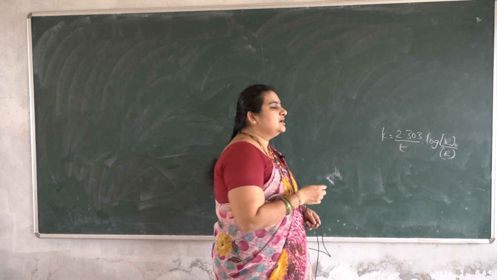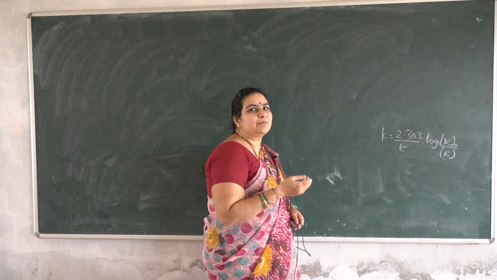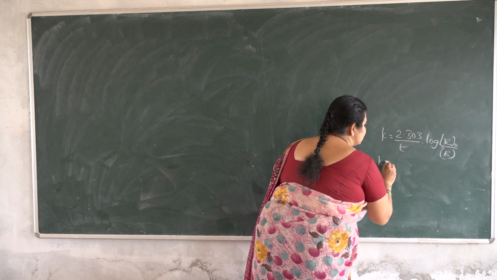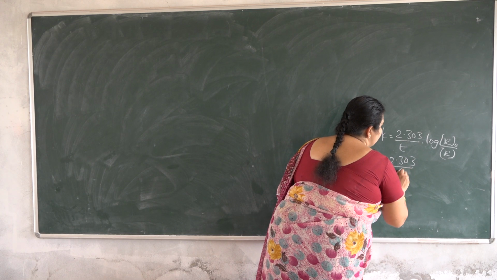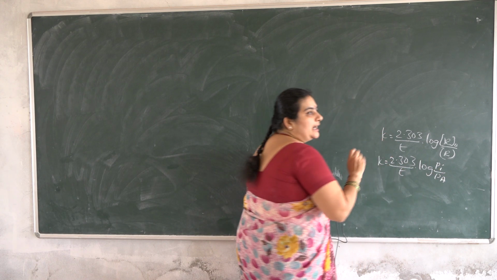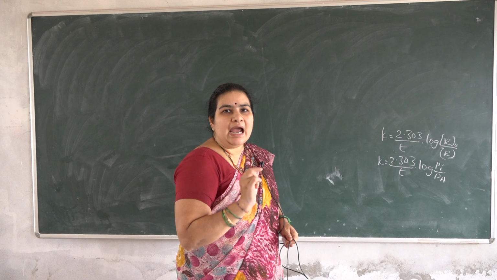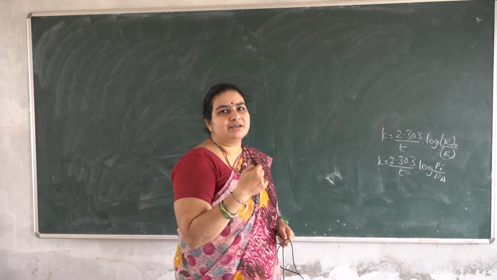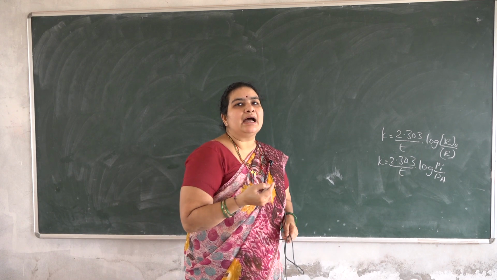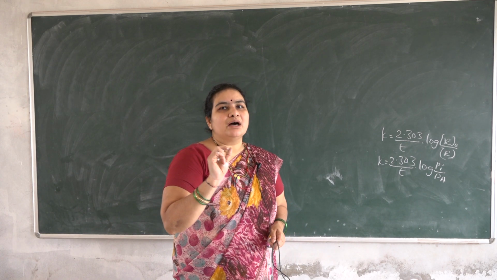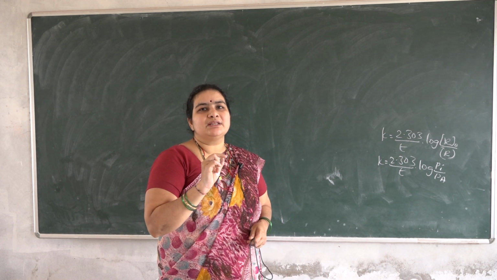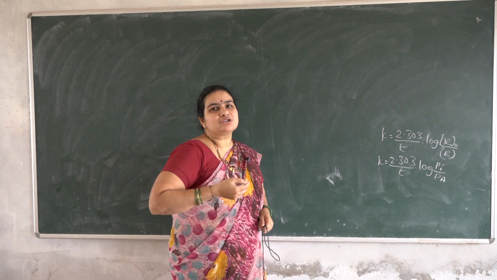In the next session I discussed the rate constant of a gas phase reaction, which is given by K = 2.303/t log(Pi/Pa). Pi is the initial pressure of A and Pa is the pressure of A after time t. A similar expression was derived, and again I gave concentrations at different times and asked what the rate constant of the reaction will be. That also I have covered.